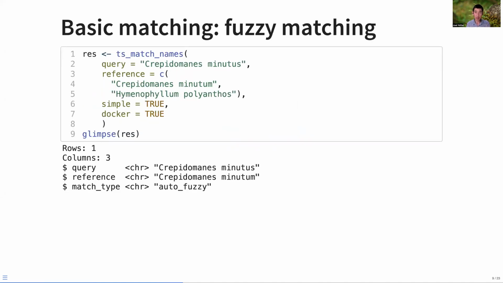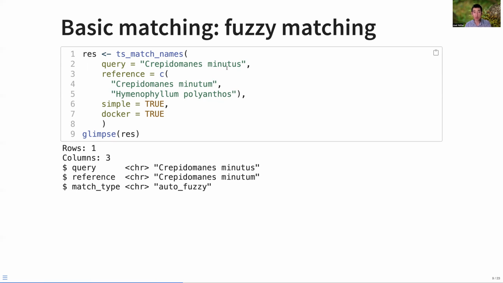Okay, once we have taxastand installed and ready to use, we can do some matching with it. So this is an example of how we can use taxastand to do name matching. And that's done with the ts_match_names function. So that takes a couple arguments. The first one is the query, the names that we're searching for. And then the next is the reference, the names that we're matching to. So here, I'm just doing a very simple example where we've got one name in the query and two possibilities that can match to.